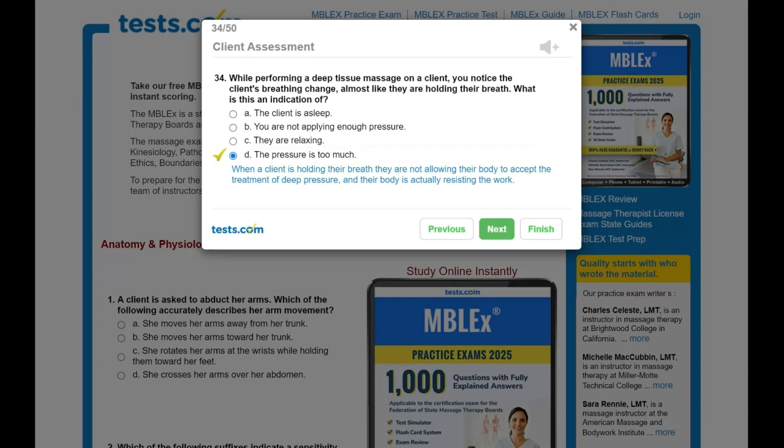When a client is holding their breath, they are not allowing their body to accept the treatment of deep pressure, and their body is actually resisting the work.